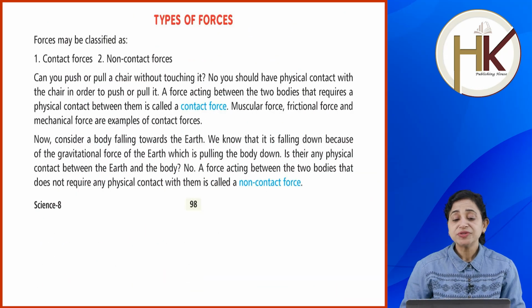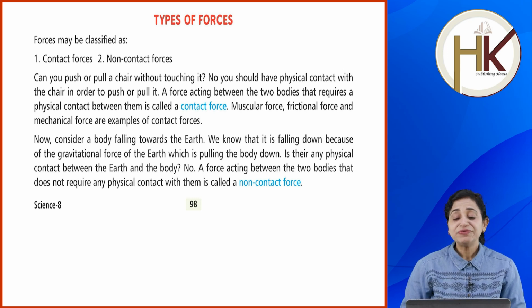Types of forces. Forces may be classified as contact forces and non-contact forces. Can you push or pull a chair without touching it? No. You should have physical contact with the chair in order to push or pull it.